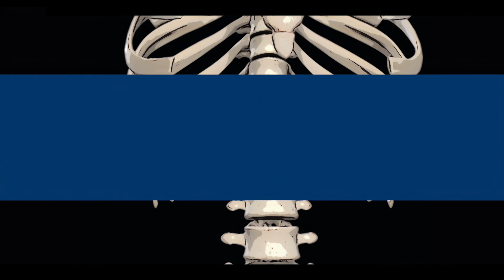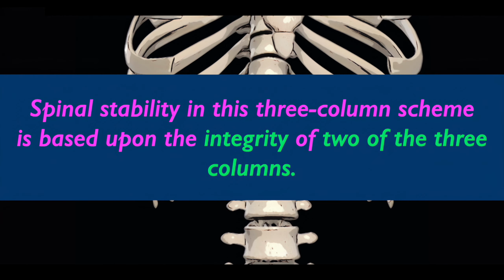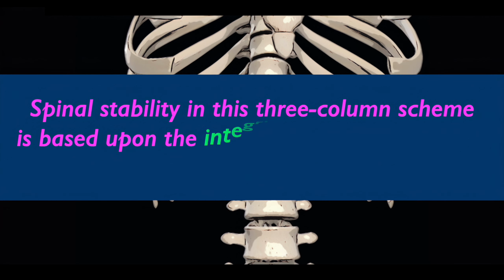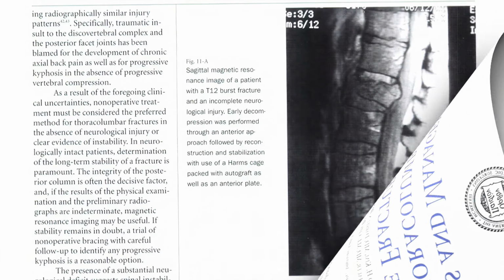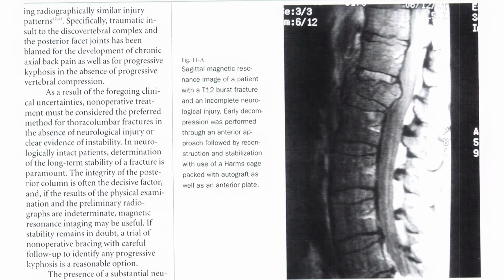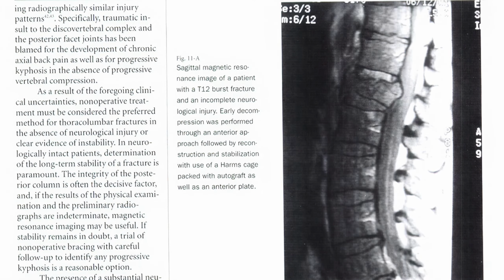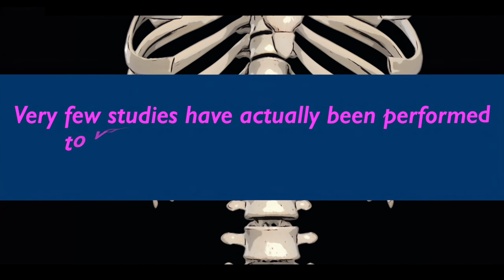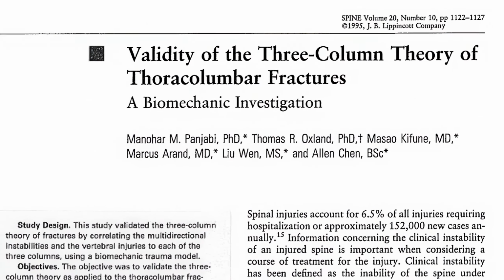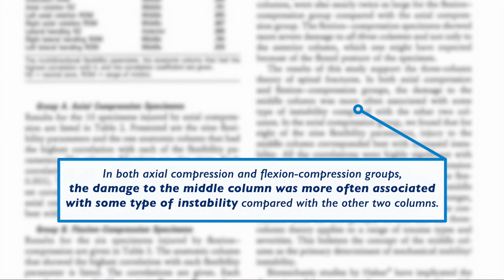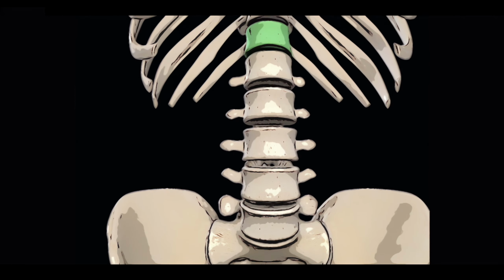Spinal stability in this three-column scheme is based upon the integrity of two of the three columns. For example, spinal stability may be inferred when plain radiographs demonstrate a loss of 50% of vertebral height or excessive kyphotic angulation around a fracture. However, very few studies have actually been performed to validate this three-column scheme, but in a biomechanical study of cadaveric human spines, researchers found the middle column to be the major determinant of spine stability when axial or flexion stress was applied. In the next section, I'll discuss the anatomy of the lumbar spine.